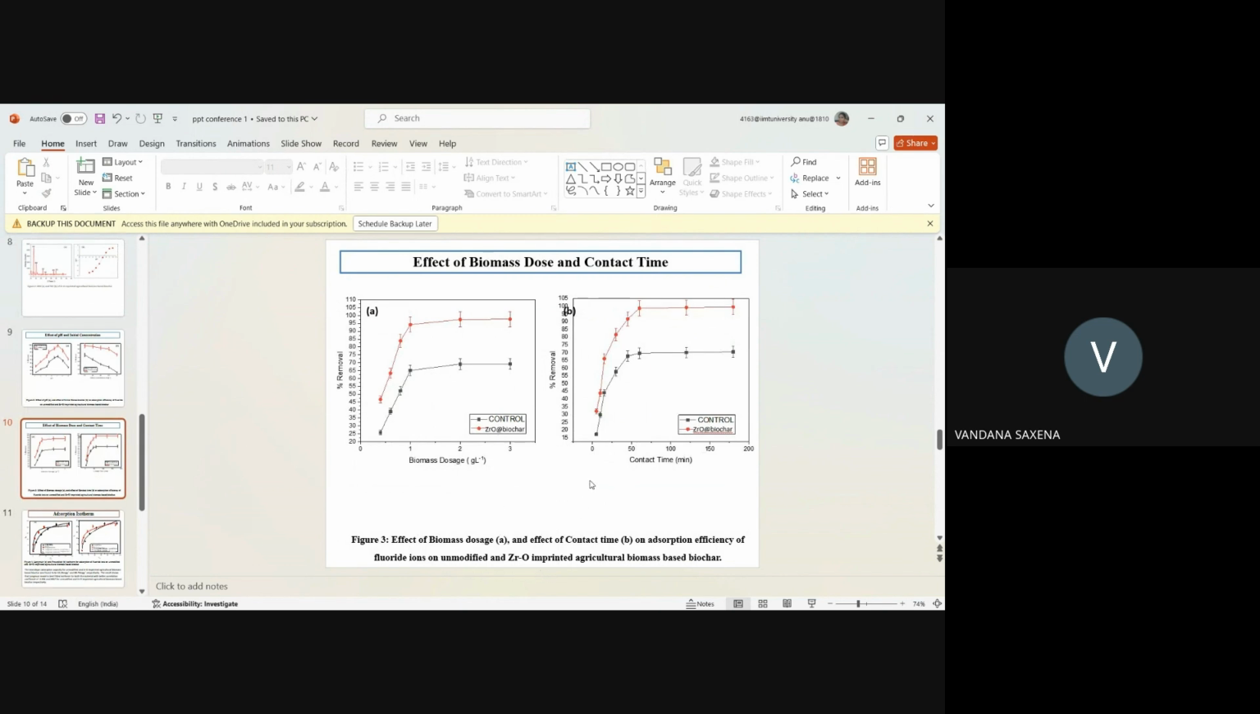Here is the result of the effect of biomass and contact time. If we increase the dose of biomass, we found high adsorption efficiency, which is around 98.5%. Similarly, with contact time, in both the cases we found the equilibrium contact time to be around 60 minutes, where the equilibrium adsorption efficiency was reached.